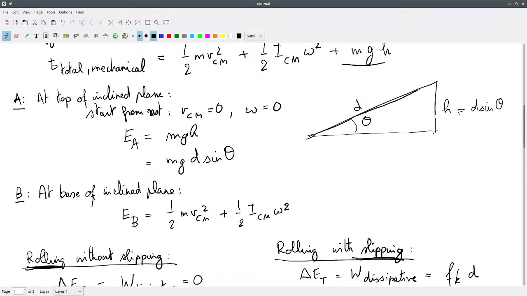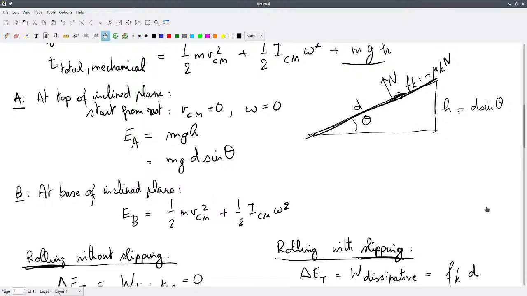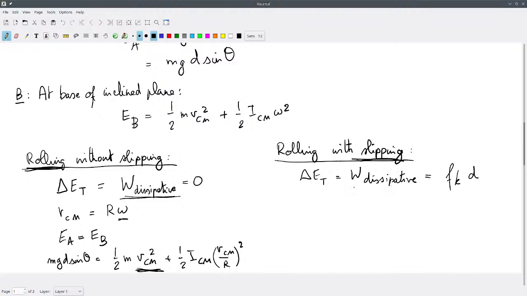Over the entire length of this slope, there is a force of friction Fk, which is constant because it only depends on the normal force. Fk will be equal to minus mu k times n. I'm going to keep the minus sign there, minus mu k, since we picked our x direction in the opposite direction. So the work done by that dissipative force is Fk times d.